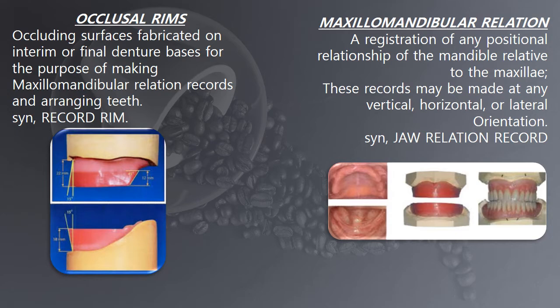This is followed by the clinical procedure called jaw relations. Then what is jaw relations or the maxillomandibular relations? It is defined as a registration of any positional relationship of the mandible relative to the maxilla. These records may be made at any vertical, horizontal or lateral orientations or positions, which is also called a jaw relation record.